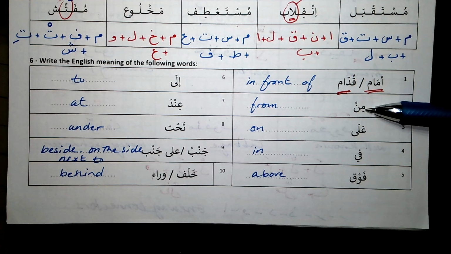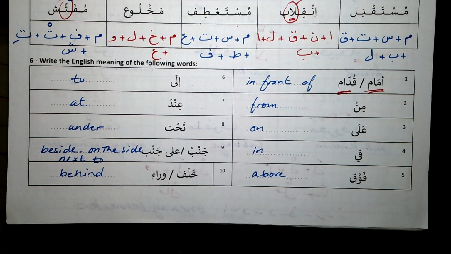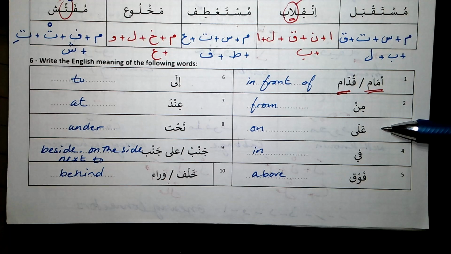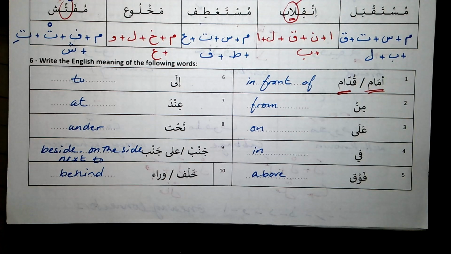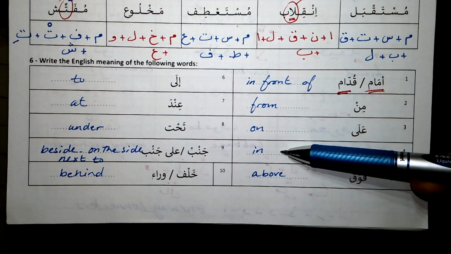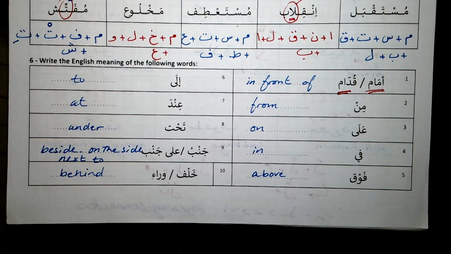من, أتيت من البيت, I came from home. من, from. على, on. حطيت القلم على الطاولة. على, on. I put the pen on the table. في, in. أنا في البيت, I'm in the house or inside the house.